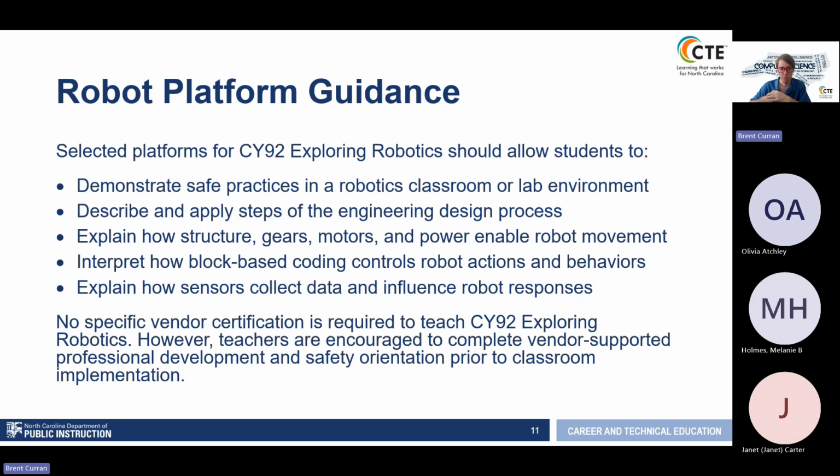Whatever system you use should have some sort of structure. Think of gears, motors, and power so that the robot can move. Since this is a middle grade course, whatever system is chosen, it should be block-based coding to control those actions and behaviors. And then we also want some sort of system that will have sensors so that our students can collect data and then they can program things with that data to influence how the robot responds.